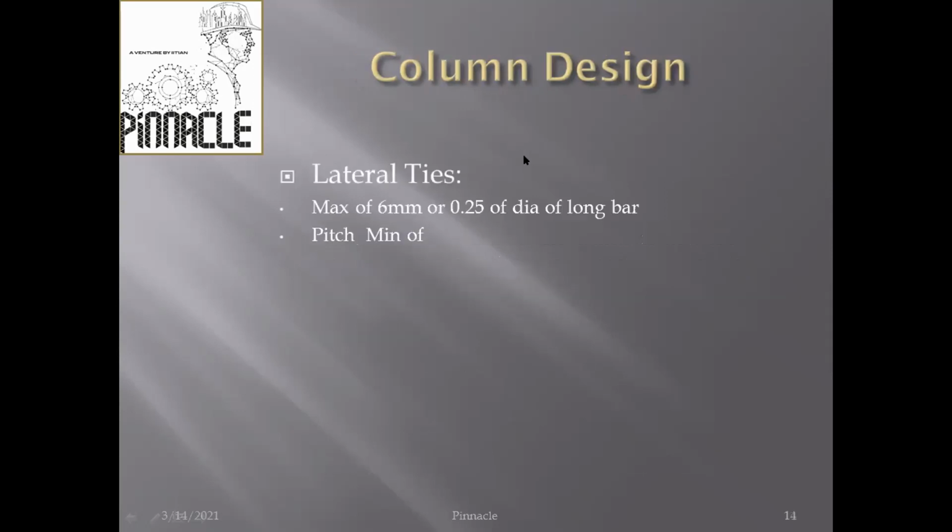Lateral ties, like you are joining the longitudinal bars by the lateral ties. So for the lateral ties, the diameter is a maximum of 6 mm or 0.25 of the diameter of the longitudinal bar. Okay. Then pitch coming up to the, so these all are the beam design.